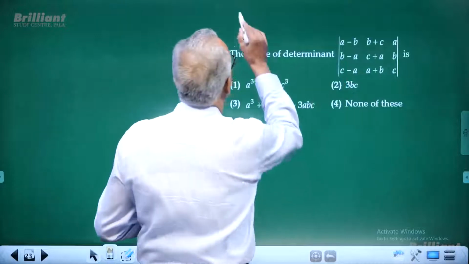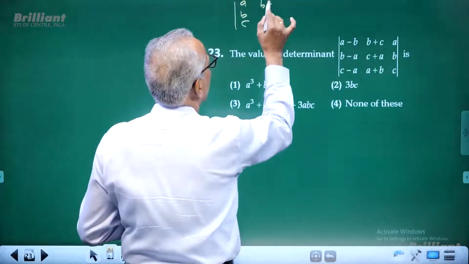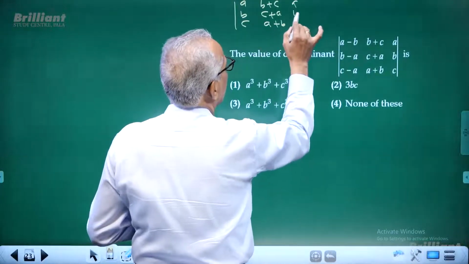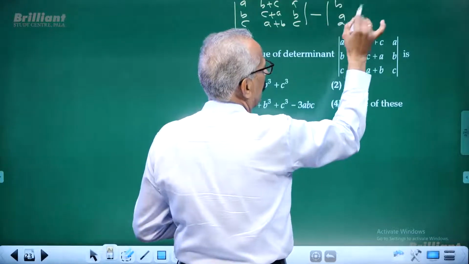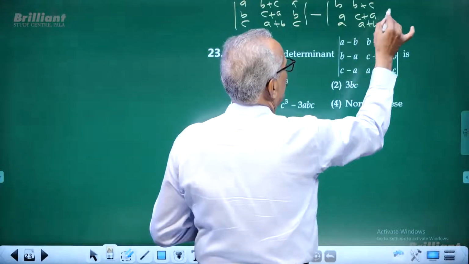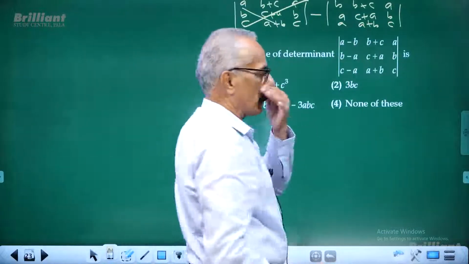And one more thing, this determinant I can write A, B, C. First column, split it. B plus C, C plus A plus B. Then A, B, C minus, these are all minus, B, A. Then B plus C, C plus A plus B. A, B, C. This is 0 now. It's minus of this only.